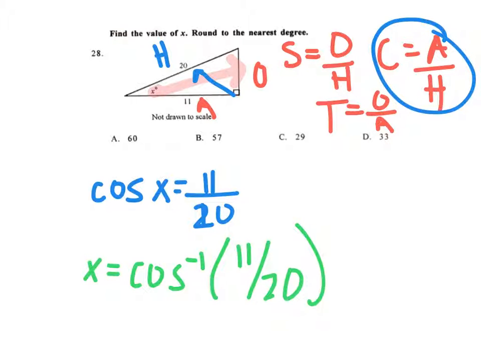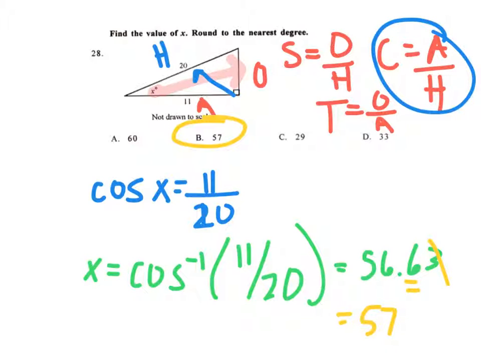We're going to go ahead and type that into a calculator. When I do that, I get 56.63. It looks like they want us to round to the nearest degree, so we don't need this one. So since this is a 6, I'm going to round up to 57. And B should be your answer.